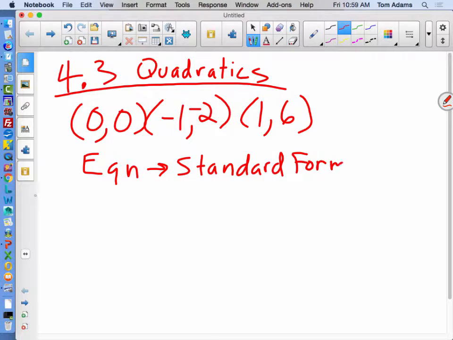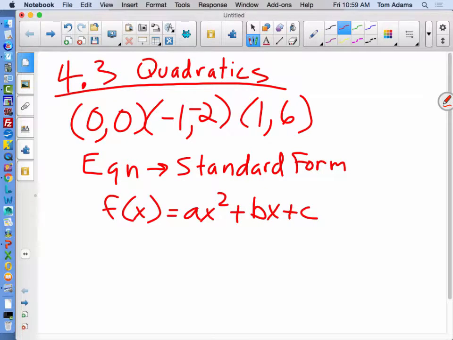So now this is something different. We're going to try to model this, and remember that standard form is this: f of x is equal to ax squared plus bx plus c.